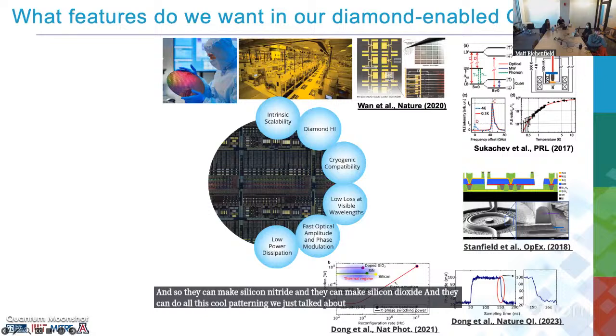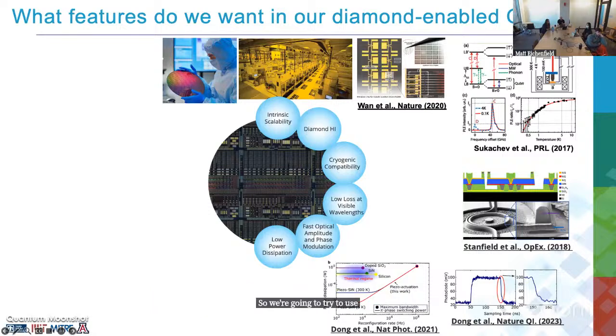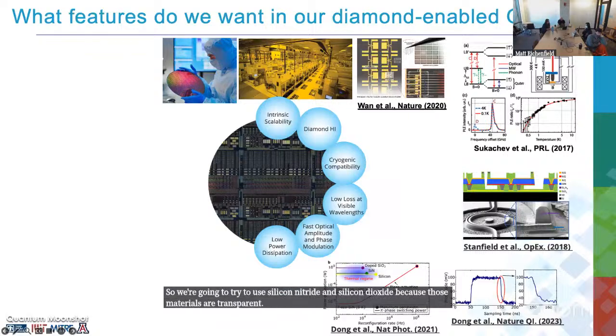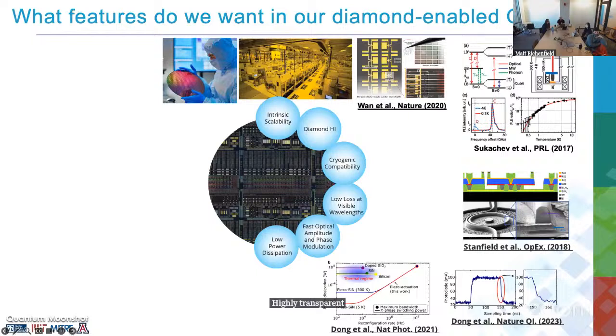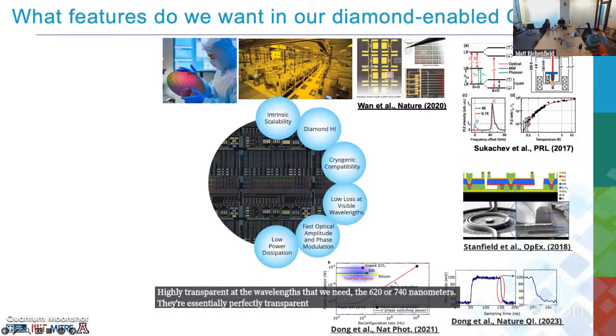So we're going to try to use silicon nitride and silicon dioxide because those materials are highly transparent at the wavelengths that we need, the 620 or 740 nanometers. They're essentially perfectly transparent at those wavelengths. So we can make really good waveguides, like Shelby told you about, using those materials in CMOS foundries.